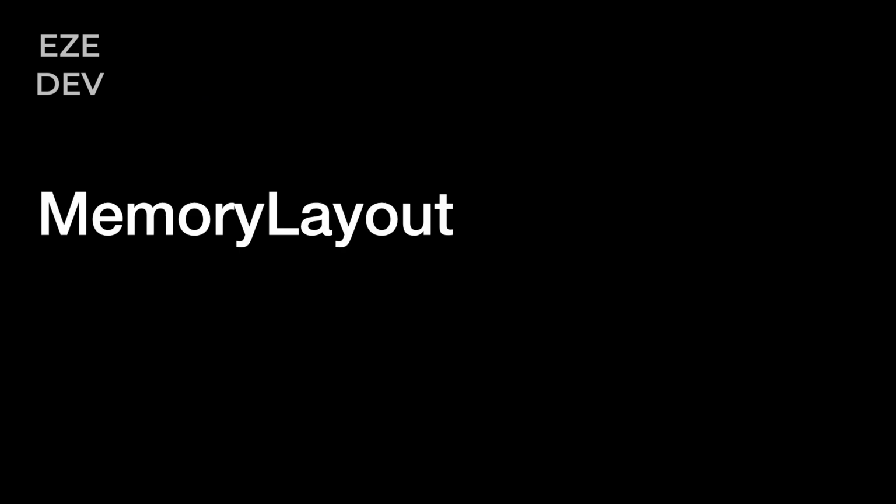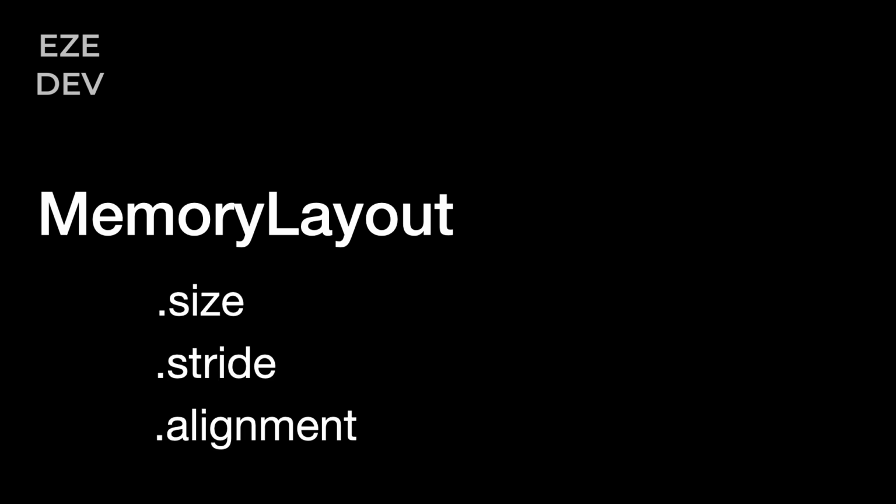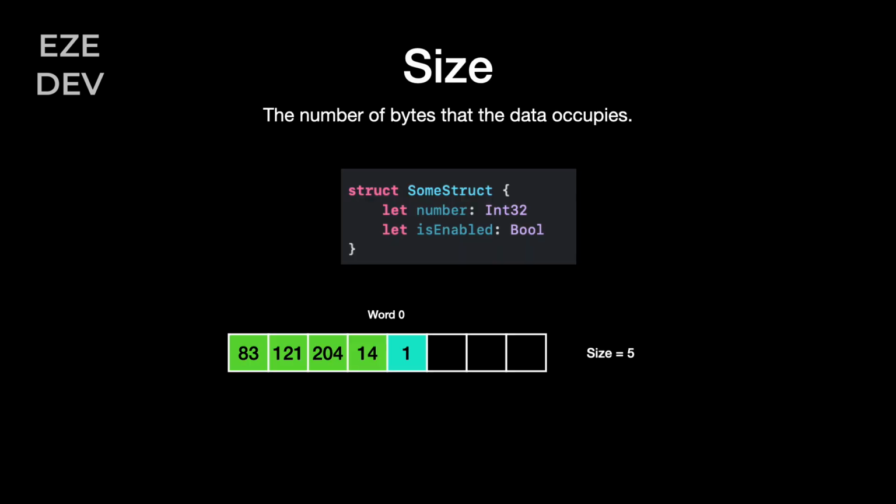There are certain rules to efficiently manage these 64 bits. The summary of these rules is called memory layout. In Swift, memory layout is an enum that contains three main static properties: size, stride, and alignment. Size is the number of bytes occupied by our data from the first to the last.